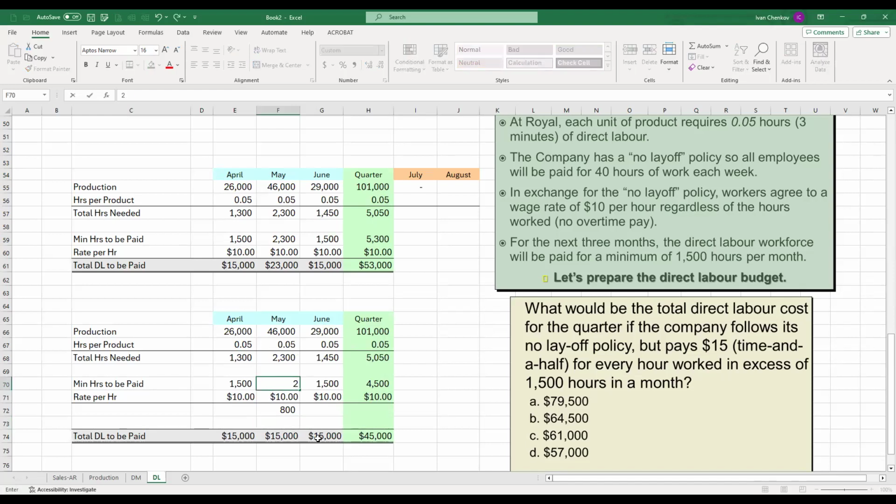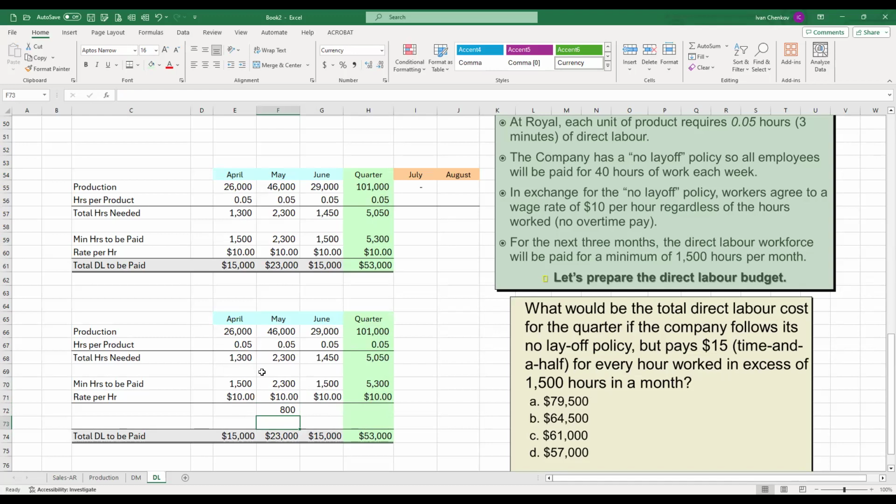So one way you can do it is, watch this. First, if we put in here 2,300, that's how many hours we need. So we're paying $10. On the excess hours, we have to add additional $5. That's one way to look at it. Make sense?